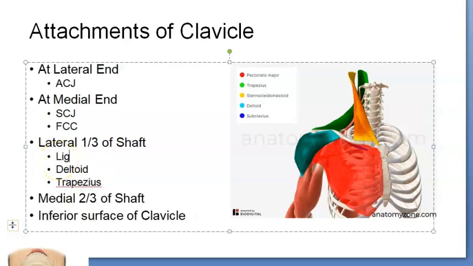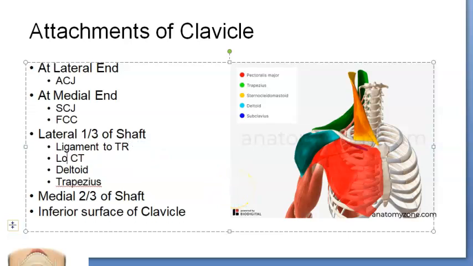Okay, then in the lateral 1/3 of shaft, you have already seen the ligaments which attach to what? The trapezoid ridge and conoid tubercle, right? So you have a ligament which attaches to the trapezoid ridge, and similarly you have a ligament attached to the conoid tubercle. Okay, that's all about the lateral 1/3 of shaft.